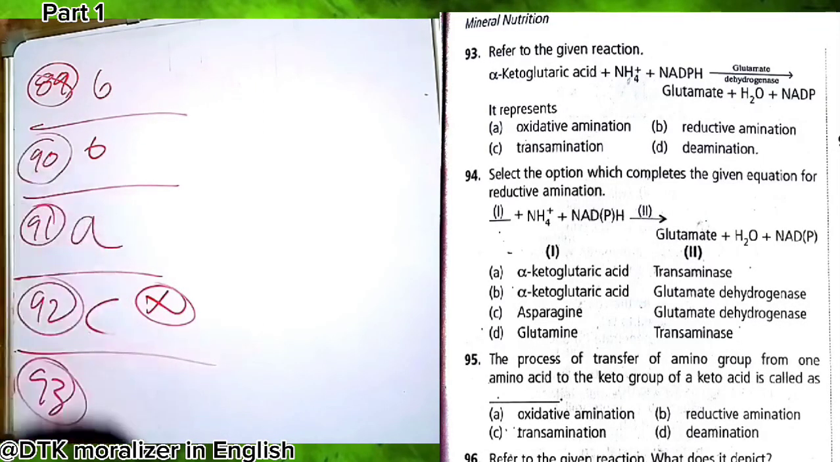93 question. Refer to the given reaction. Alpha ketoglutaric acid plus ammonium plus NADPH gives, with glutamate dehydrogenase, glutamate plus H2O plus NADP. It represents oxidative amination, reductive amination, transamination, deamination. Here, reductive amination. So option B. Option B is right.